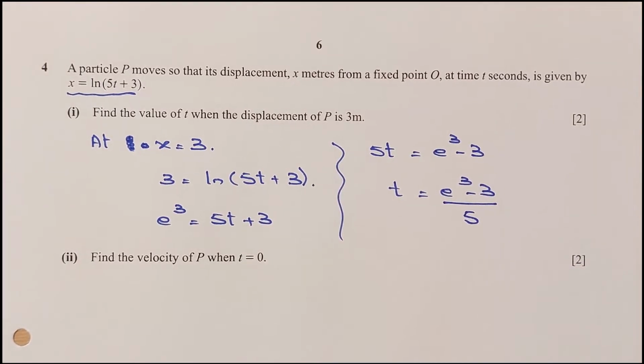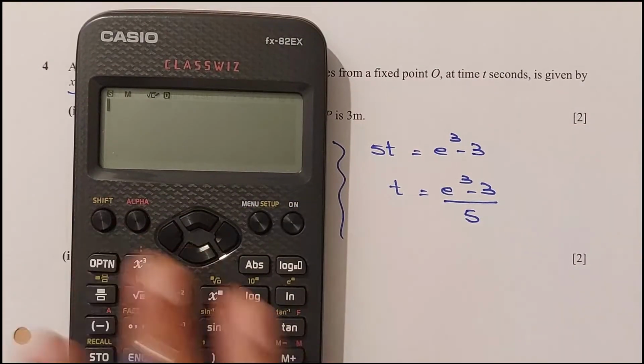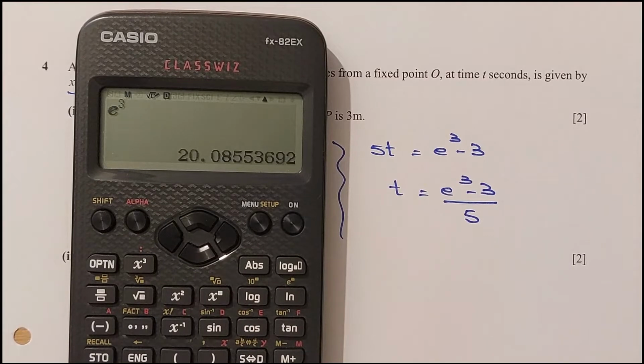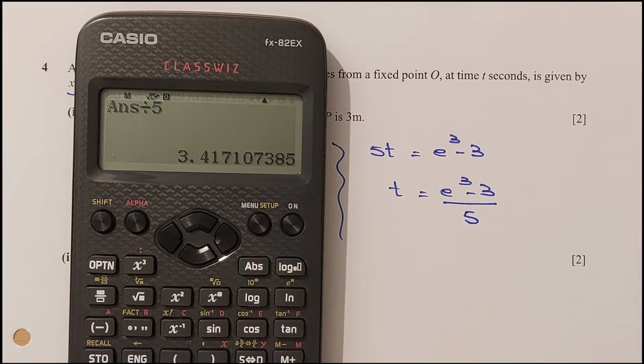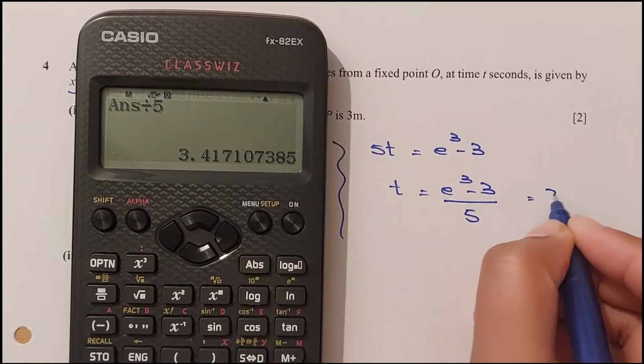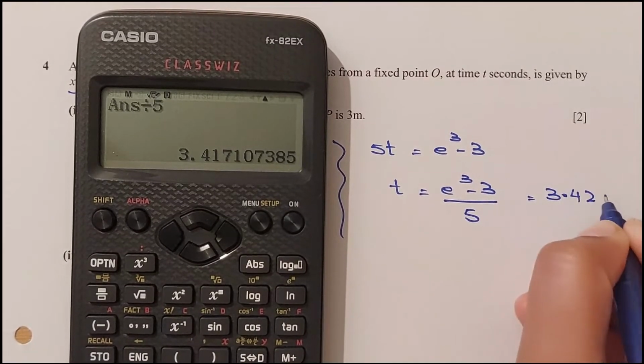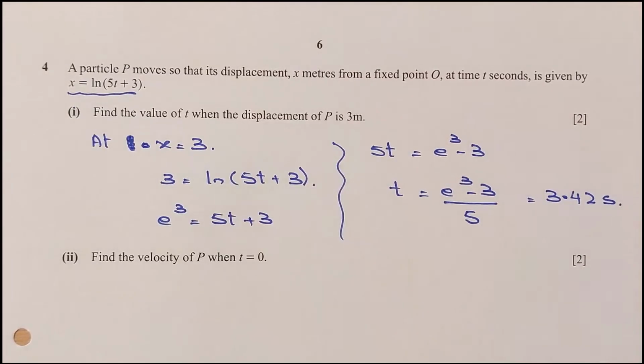Let me simplify this. E power 3 minus 3 divided by 5 is 3.417, or we can say 3.42. Time is in seconds. Yes, 3.42 seconds.